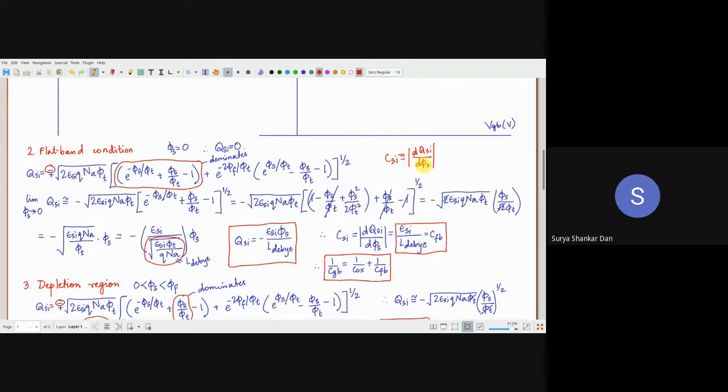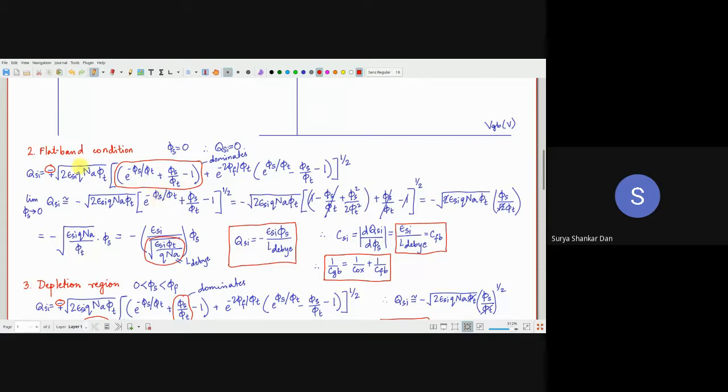So what you have to do is think about the limiting condition when phi s tends to 0, both plus and minus, meaning the left hand side limit and the right hand side limit. We have to find the limit, okay? In order to find out the silicon capacitance at the flat band. So that's exactly what we have done here. So by taking the limit, what we observe is that if phi s is very close to 0, then we can essentially do a Taylor's expansion over here.